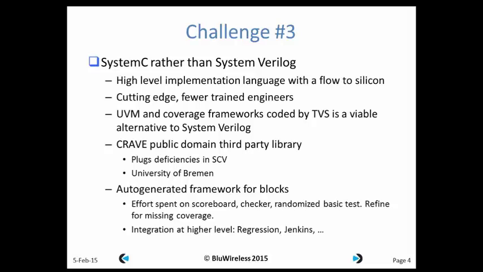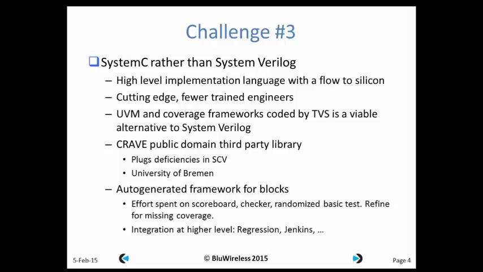But a lot of engineers are used to working in RTL and RTL verification. So if you take pure verification, it's a slightly different mode. We found that the UVM and coverage testing coded by TVS, and I'll talk more about this again this afternoon, is a viable alternative to System Verilog, and it's certainly worked quite flexibly for us. And we've also done a lot of work with Crave, which I think some of you will be familiar with, for constrained random testing.